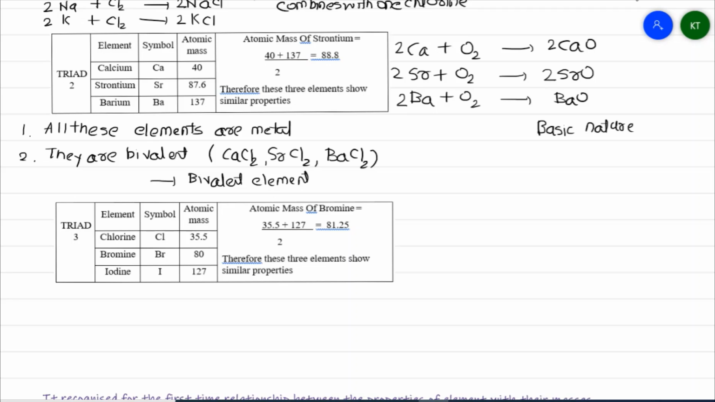They are basic in nature, or I can use the typical word alkaline in nature. So these are generally found to be basic in nature, we can say. So this is the similarity in the property.